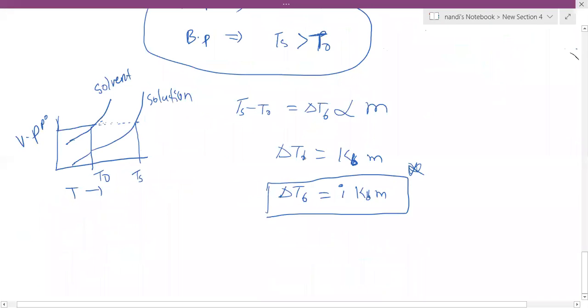Delta TB. Don't write it like that. B means boiling point. Delta TB, KB. Open your NCERT book at least once. What is the KB we called? Type everything in the chat box also.